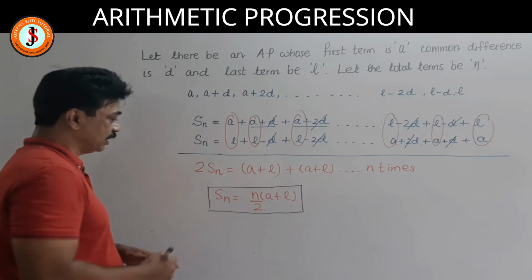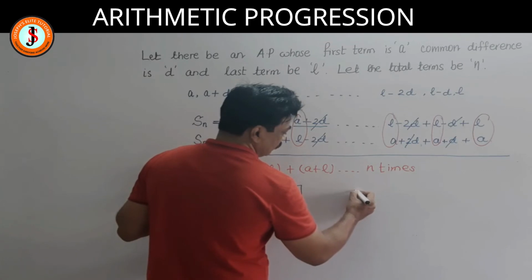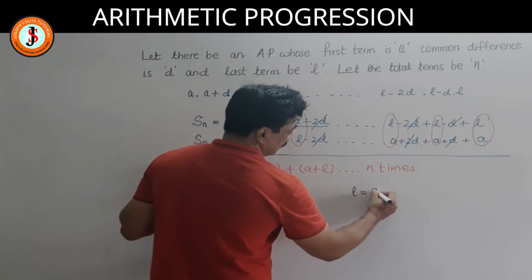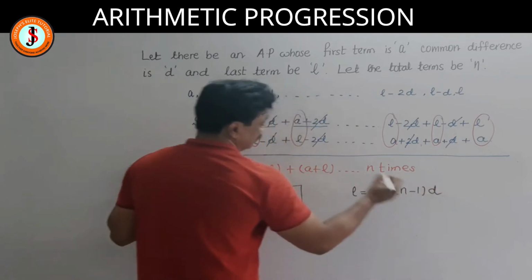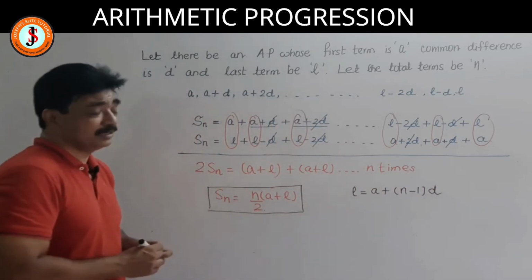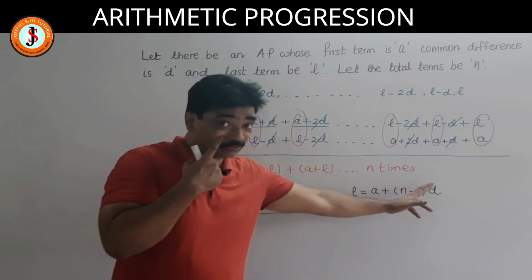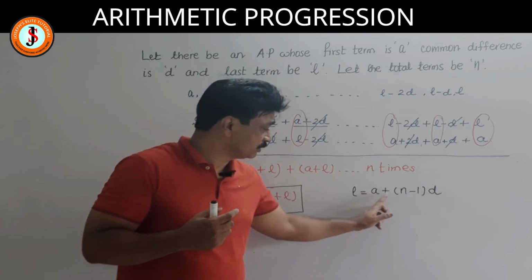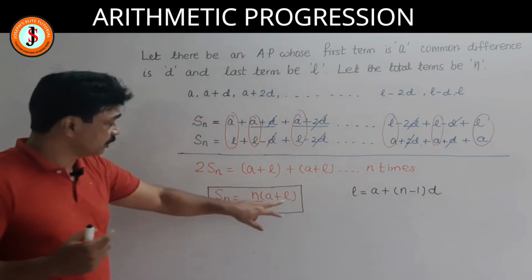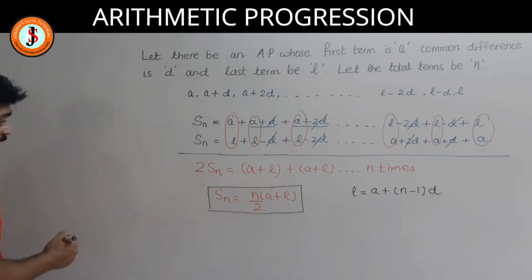Number two, what is L? L is the last term. Since there are n terms totally, the last term is the nth term. The formula for the nth term, which we studied in the first chapter, is A plus n minus 1 into D. So L is the nth term, the last term, and its formula will be A plus n minus 1 into D. So what I do is, instead of L I place A plus n minus 1 into D.